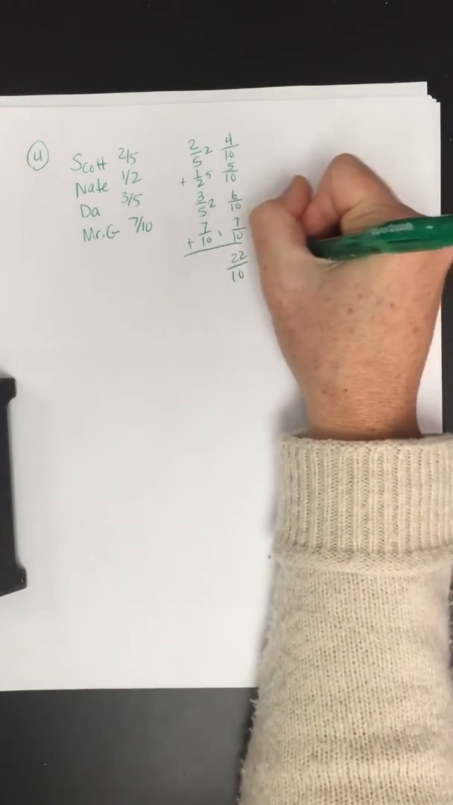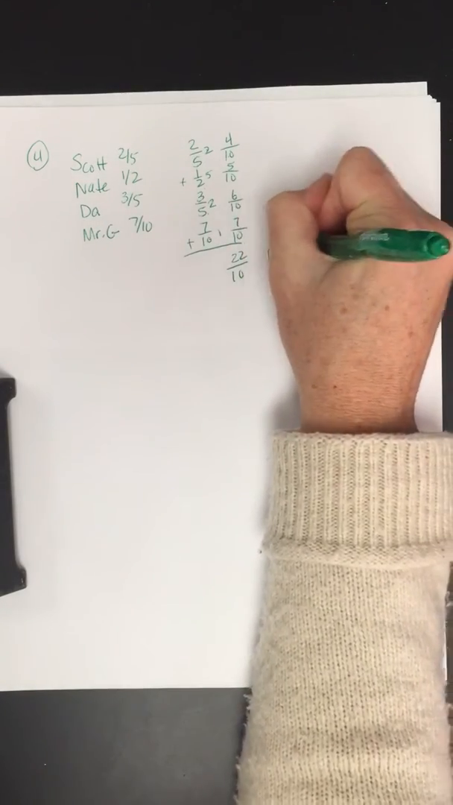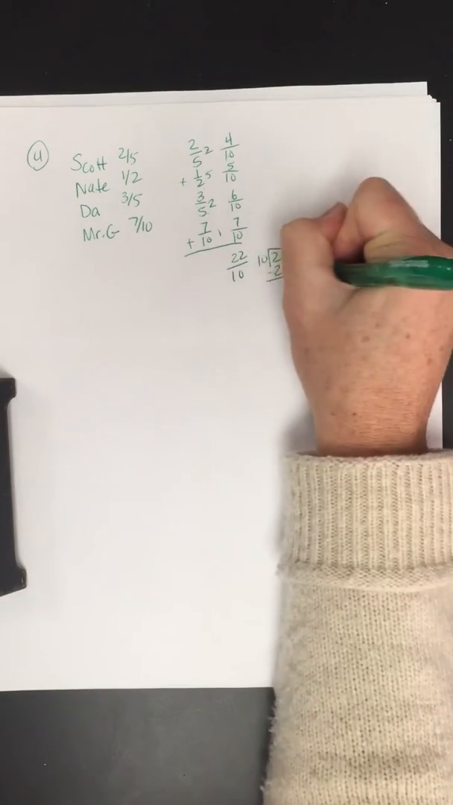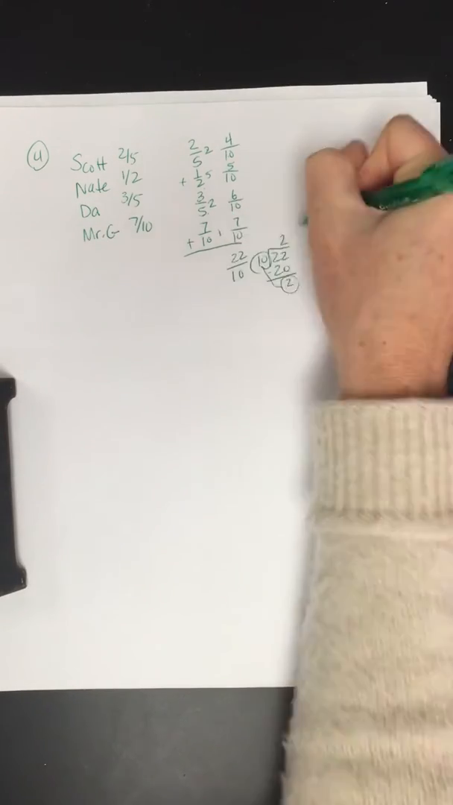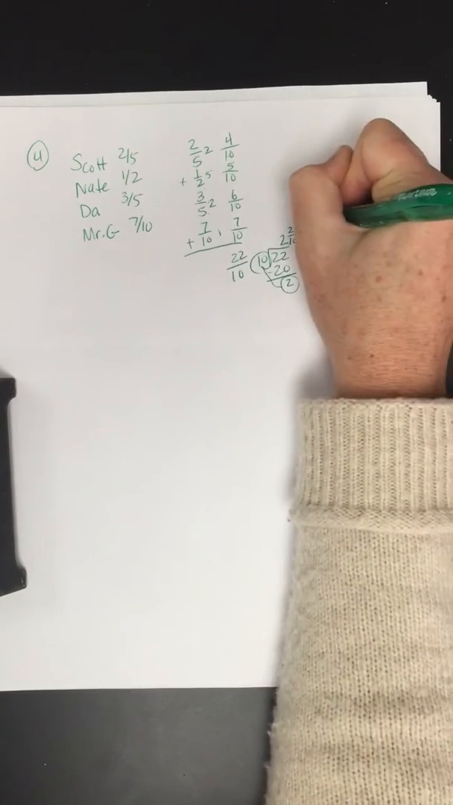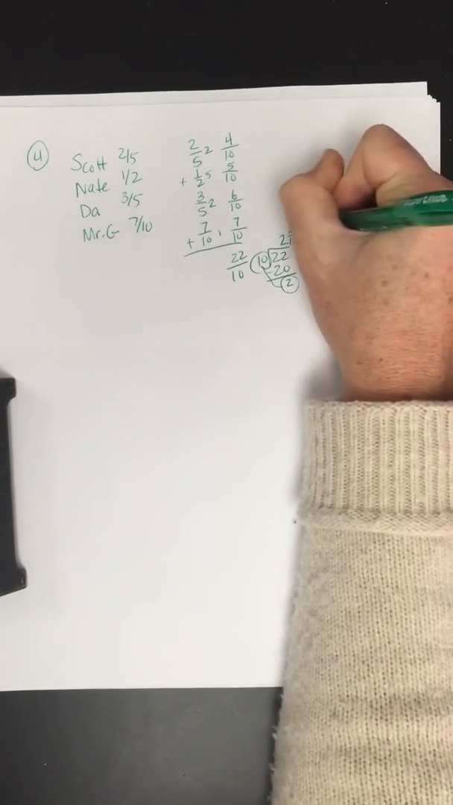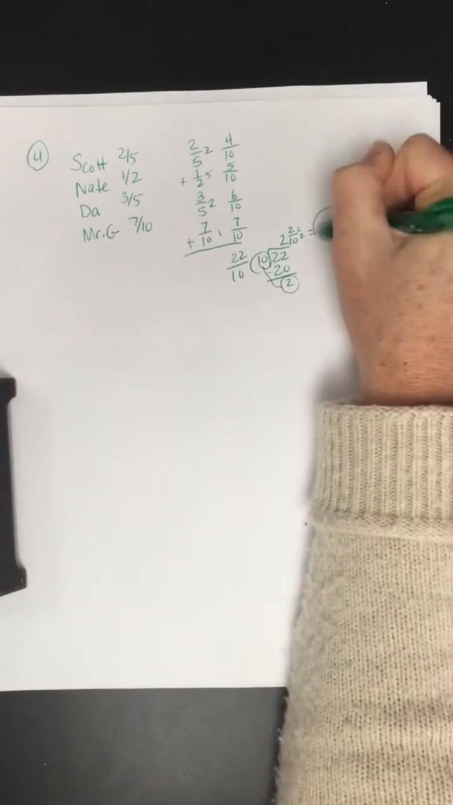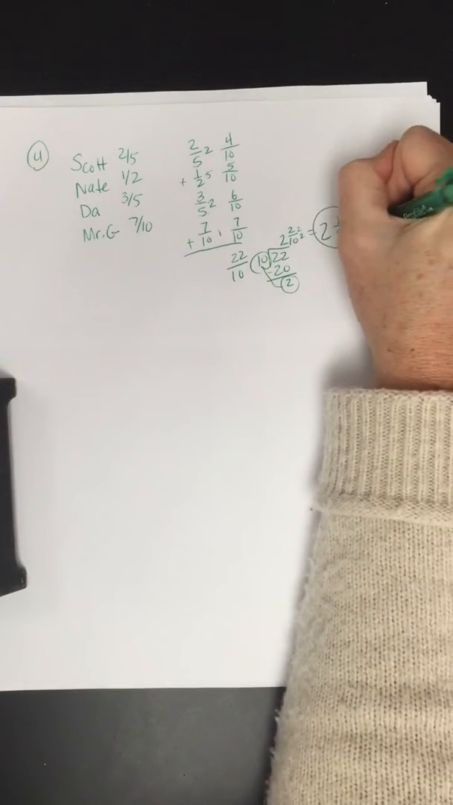Can't leave the answer like this. We need to divide. 10 into 22 goes 2 times. We put a remainder over our divisor. And now we can reduce. 2 divided by 2 is 1. 10 divided by 2 is 5. So they ate 2 1/5 pizzas.